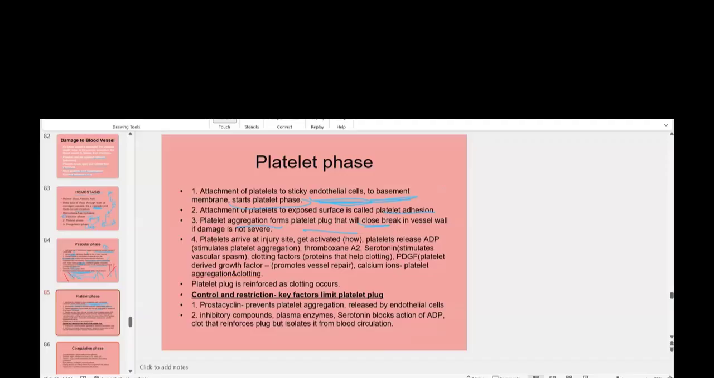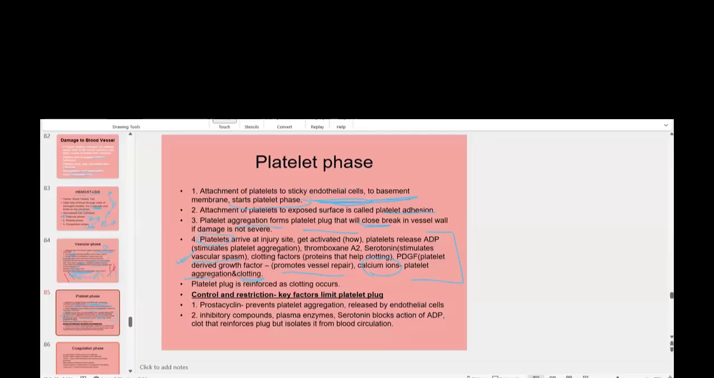So platelets arrive at the injury site, they get activated, that means their cytoplasm will swell up, and platelets will release ADP that helps in aggregation, thromboxane A2, and serotonin. Wherever you find serotonin, that will cause vascular spasm, vasoconstriction, trying to fill up that gap. Clotting factors, proteins that help clotting, are released. PDGF, platelet-derived growth factor, is released. Why? Because it is going to cause vessel repair. Calcium ions will help in aggregation, and calcium is always important in clotting. That is why all of these are released by platelets.